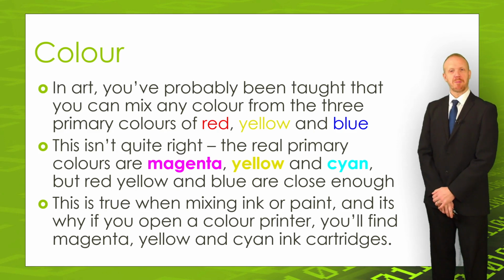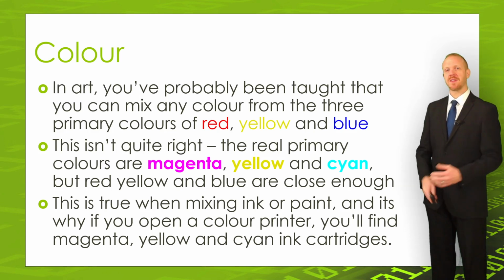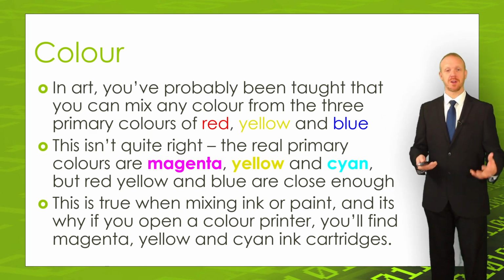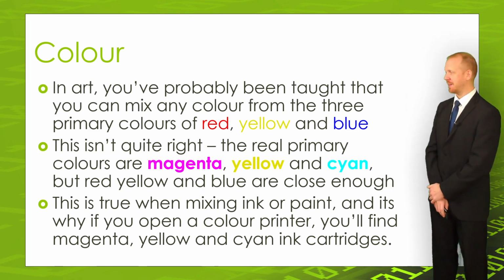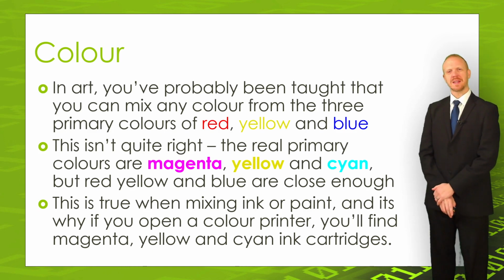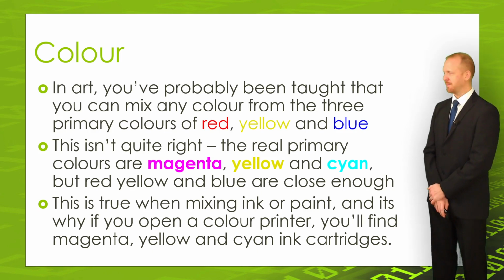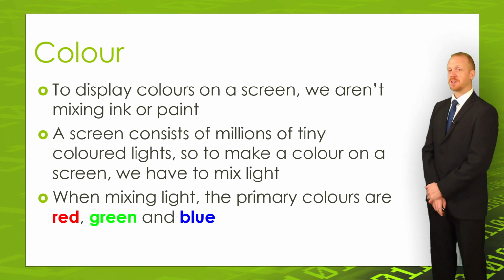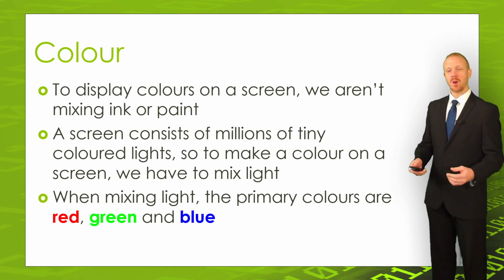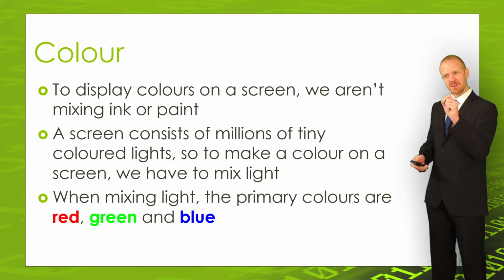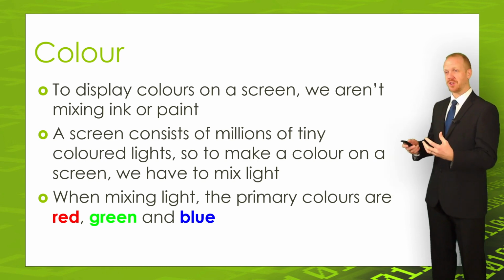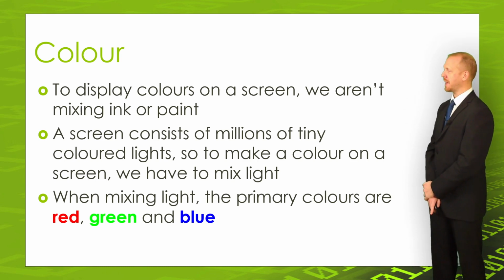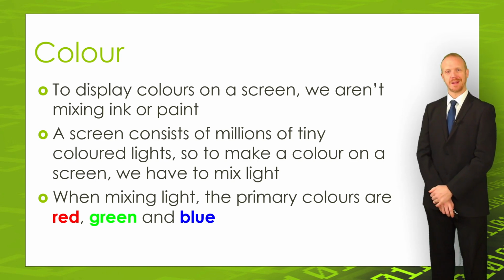Now, if you were to open up a printer and have a look at the cartridges inside, you'd find the colour cartridge consists of magenta, yellow and cyan ink, because those are the three colours that can mix anything else. But that's for mixing paint and mixing ink. It's not the same for mixing light. If we want to display colours on a screen, we're not mixing ink. We've got a tiny array of lights that shine, and it's the light colours that mix, and that's different. To mix light, our primary colours are red, green and blue.